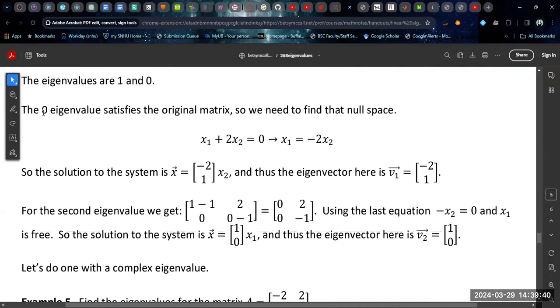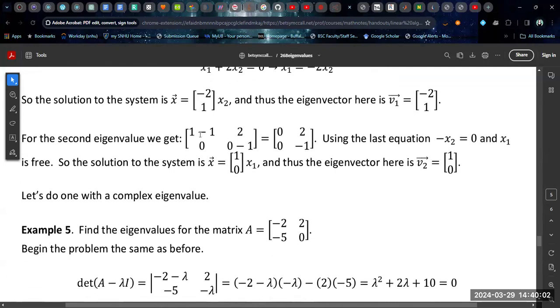So when we plug 0 in, we just get the original matrix. We solve for that null space, and that means we take our top equation, x1 plus 2x2 is equal to 0, or x1 is equal to -2x2, and our vector is then going to be -2, 1.